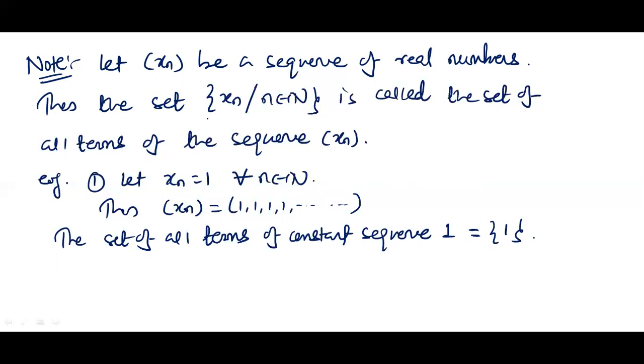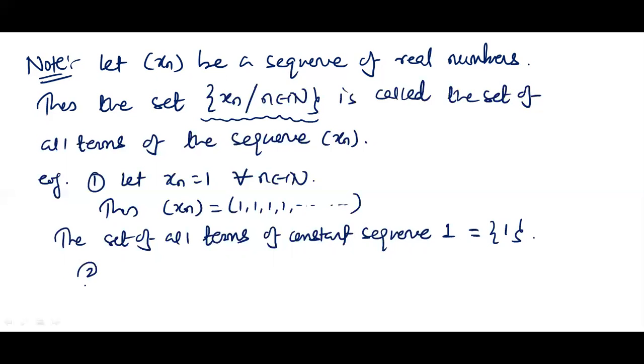Means we have to consider a set containing terms of the sequence. See, and in a set we don't repeat the elements, right? Therefore, the set of all terms of the constant sequence 1 contains a single element, that is singleton 1.